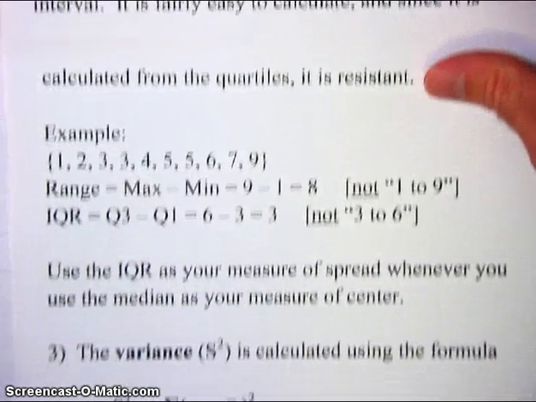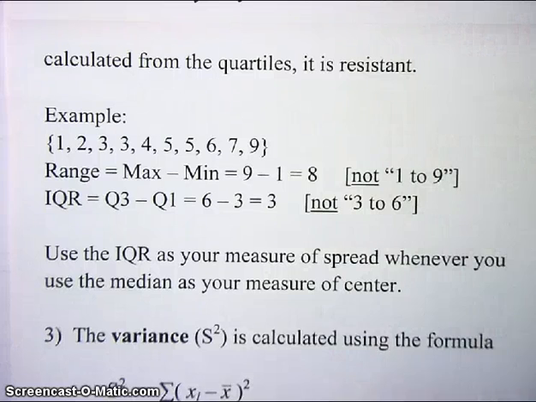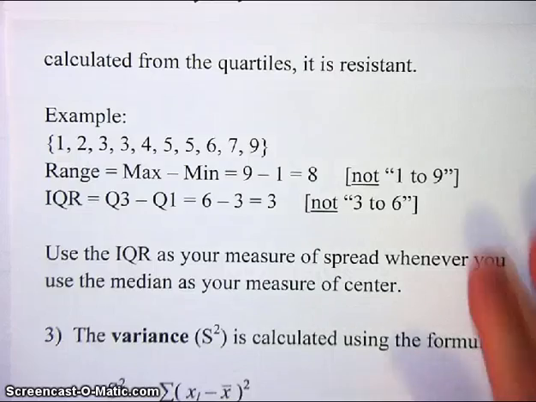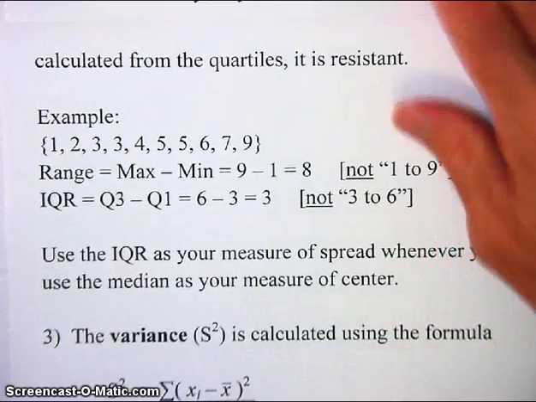Now you use the IQR as your measure of spread whenever you use the median as your measure of center. These things go together. They are calculated from the same stuff. The median is the median of the whole data set. The IQR is the difference of the medians of the top half and the lower half of the data. So they're from the same family of measures, and they belong together.